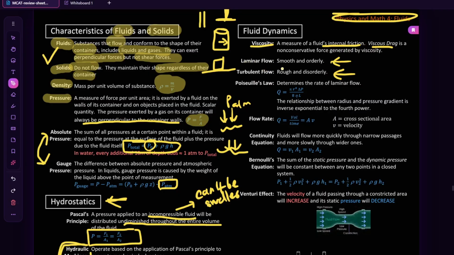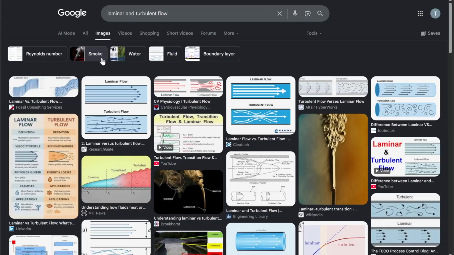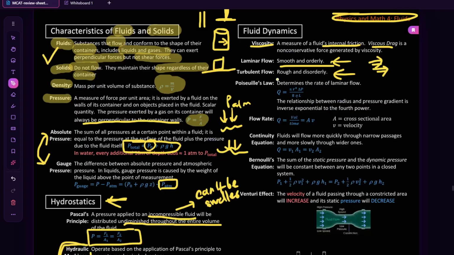Okay, definition, sorry. Laminar flow is smooth and orderly, so it just goes in a straight, smooth line. Whereas turbulent flow, let me get a picture, because there are definitely pictures I can find of laminar and turbulent flow. Yeah, this is a good picture. Now we can move on from those two.